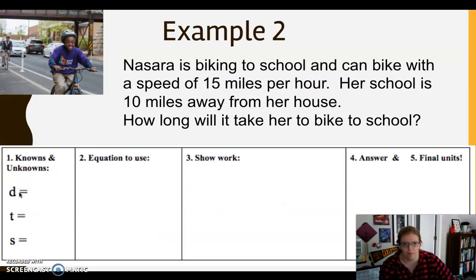Let's try one more. And here we have: Sarah is biking to school and can bike with a speed of 15 miles per hour. Her school is 10 miles from her house. How long will it take her to bike to school?